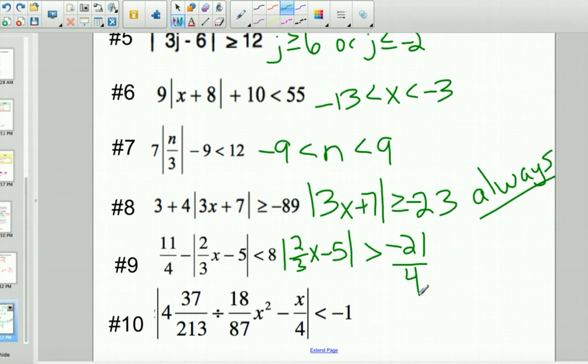And again, take a step back, right? Absolute values got to be positive or 0. And a 0 number is greater than a negative number, or 0 is greater than a negative number always. So that's another one where the case is always.